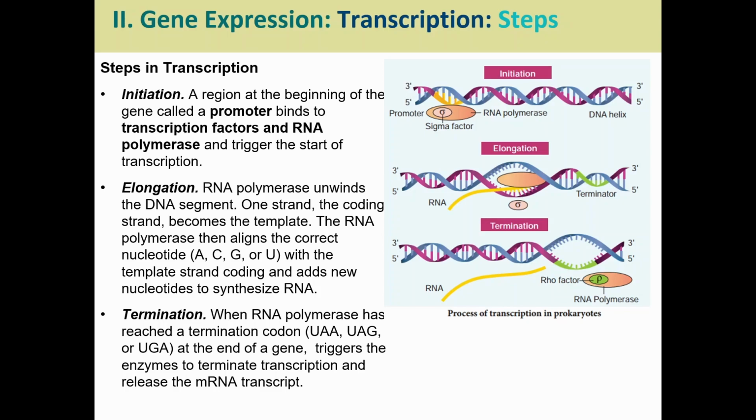Once we get to a termination codon, there's 3 of them, UAA, UAG, and UGA, then that's going to tell RNA polymerase to stop, right? You're at the end of the gene, there's no reason to keep going, and so enzymes will then come to stop the process and release the mRNA transcript that we just wrote.